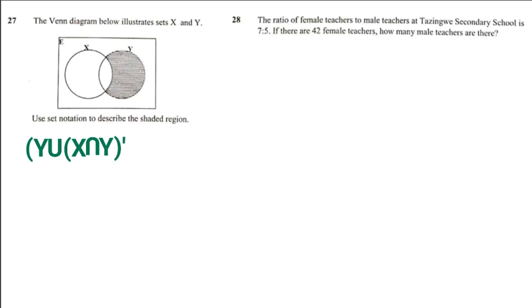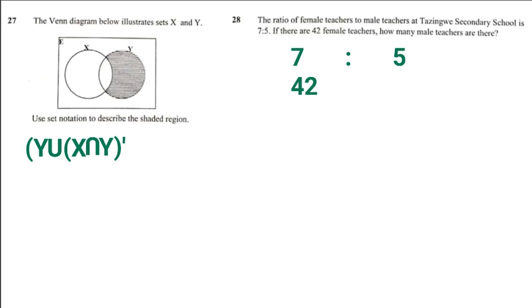Okay, now we can go to question 28, which is: the ratio of female teachers to male teachers at Tazingwe Secondary School is 7:5. If there are 42 female teachers, how many male teachers are there? So in that question, we are given the ratio, which is 7:5. Then, using this ratio, we are told that there are 42 female teachers, and we were asked to find how many male teachers there are.